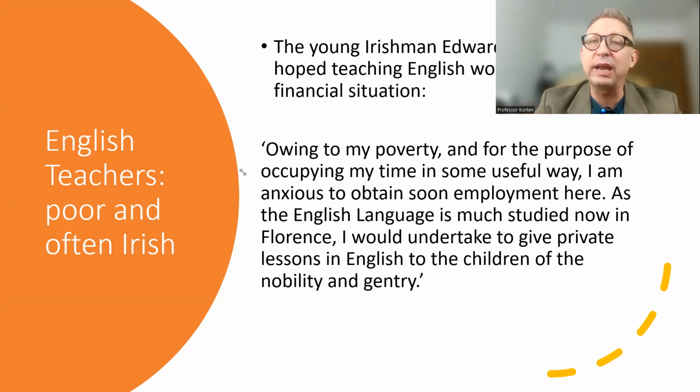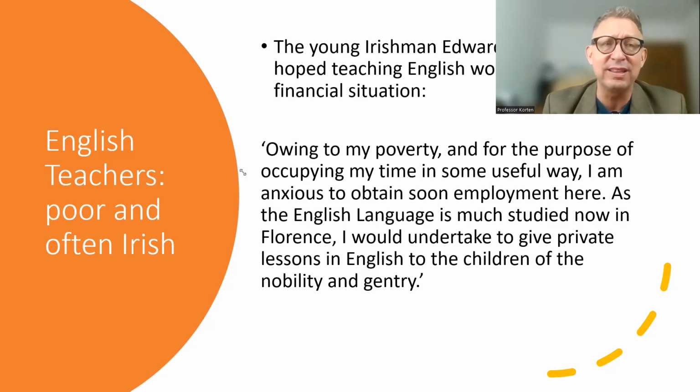So the young Irishman, Edward MacDonald, he's just a representative of a large group of English teachers, hoped teaching English would change his financial situation. He says in a letter, owing to my poverty and for my purpose of occupying my time in some useful way. In other words, because I'm poor and I want to do something with my time, I don't want to just sit around. I would like to teach English.